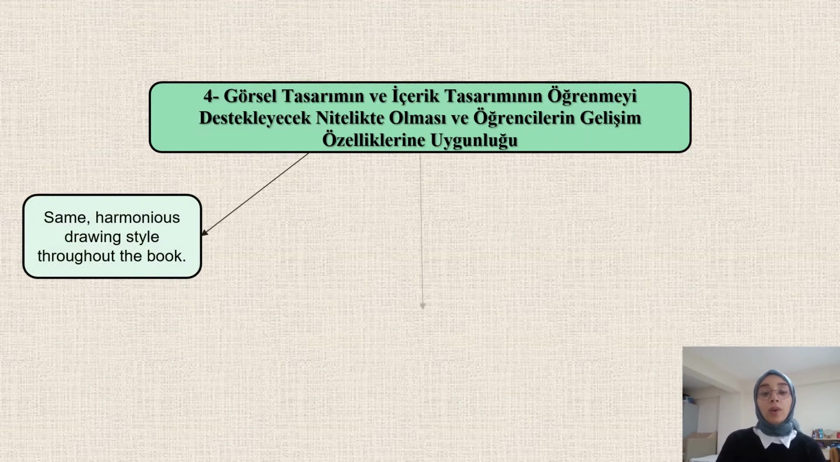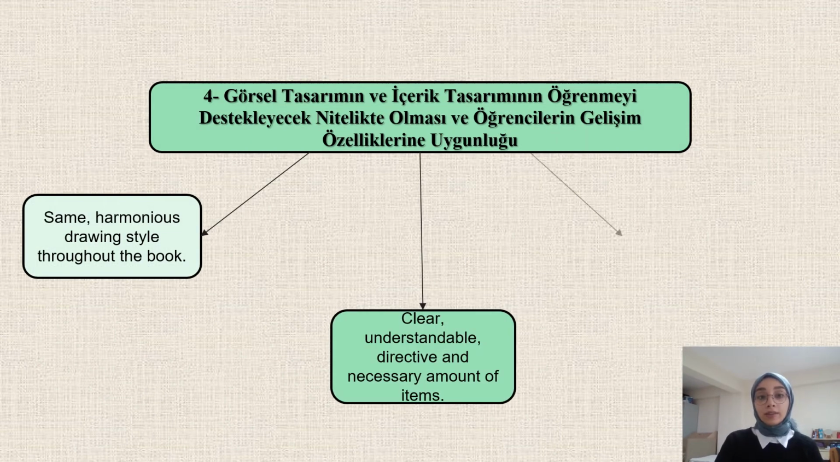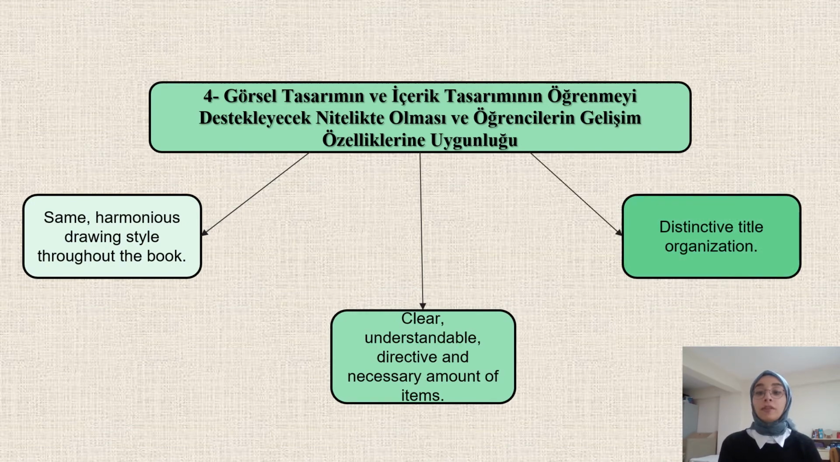When we look at the last criterion, it is basically about the design of the book. So all the drawing styles or pictures should be the same for the sake of harmony. And again, all the items should be clear, understandable, and directive. Title organization and all the text organization should be distinctive.